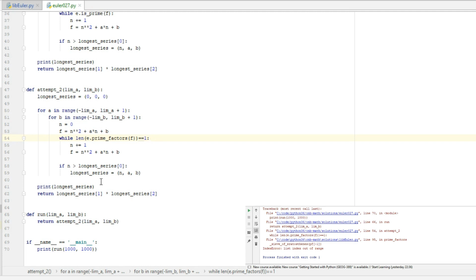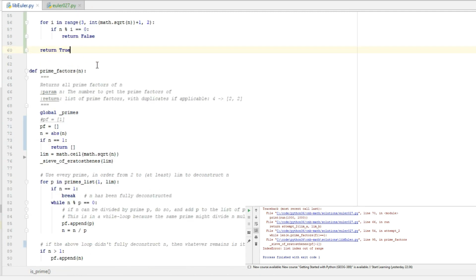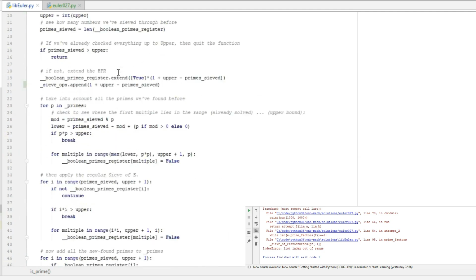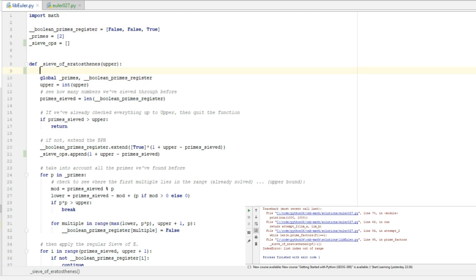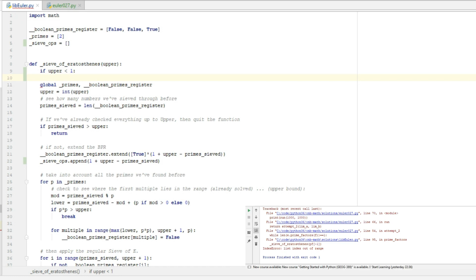Oh right, these functions are not too happy about receiving negative numbers. Aha. So this should receive a fix. If upper is less than 1, we should simply return, I guess.